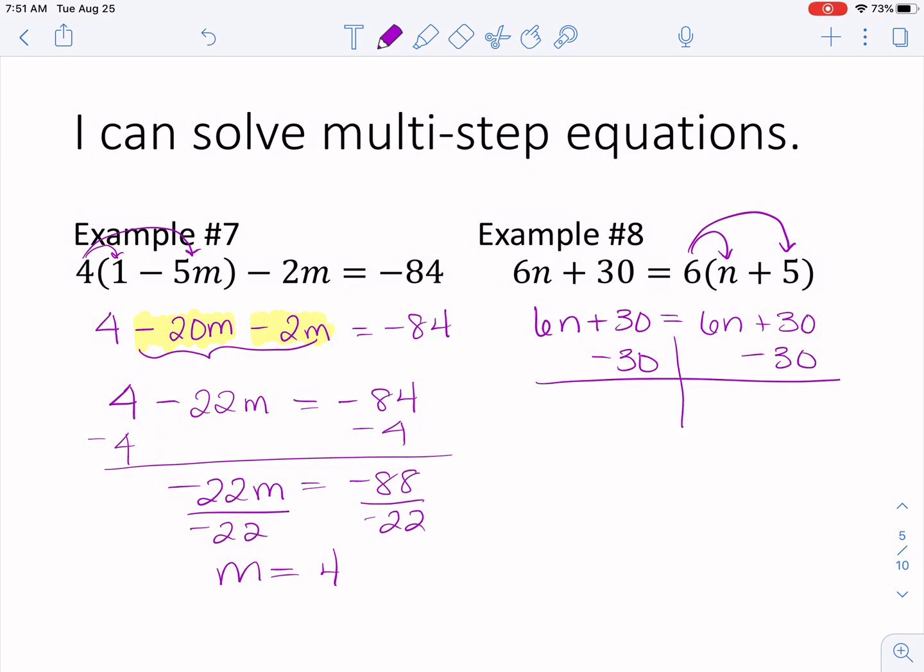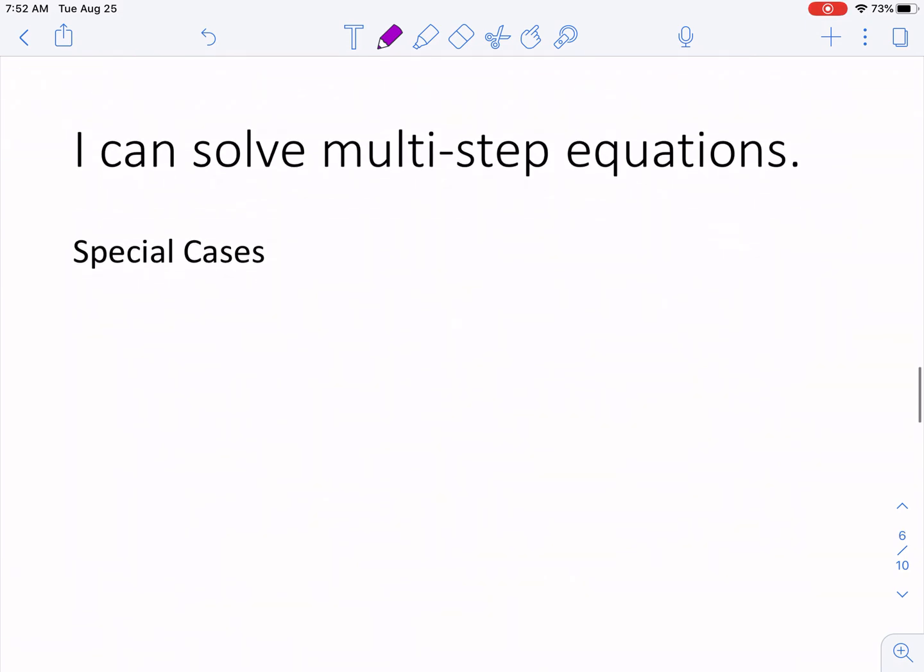Because we can move things around. 6n equals 6n plus 0. Those cancel too. Okay. I'm going to subtract 6n from both sides. That's a 0. That's a 0. 0 equals 0. I didn't get the variable by itself. I got something funky. So we're going to put an asterisk next to this one and talk on the next slide. There are these special cases when we solve equations.